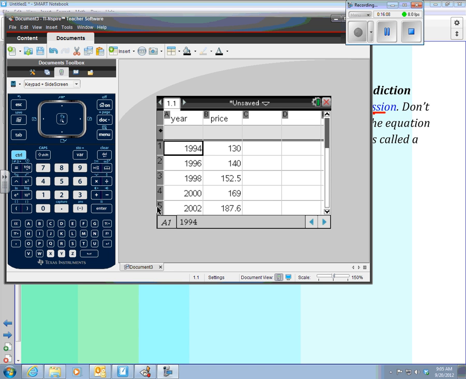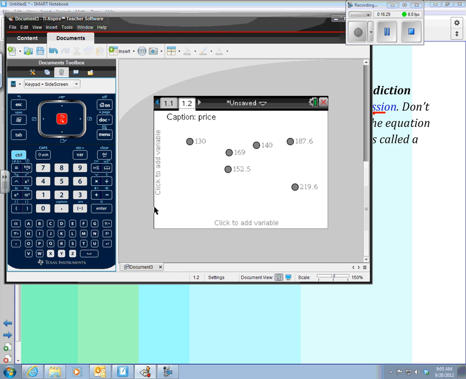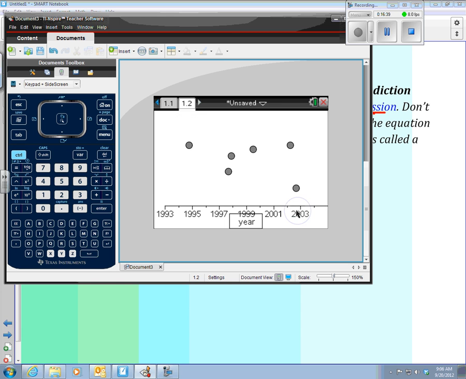Now we want to put it in a scatter plot. So what we're going to do is this. We got to add on another screen here. So you're going to hit Control right there, and then the I button, and that'll add another screen for us here. And we want to go down to Data and Statistics right here. And you can see here's all our points. What we have to do is go over here to where it says click to add a variable. And this is going to be our x-axis, so we're going to hit year right here. Kind of puts it in a little graph there.